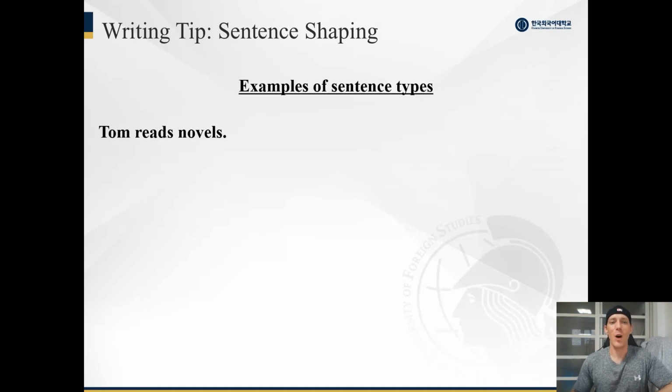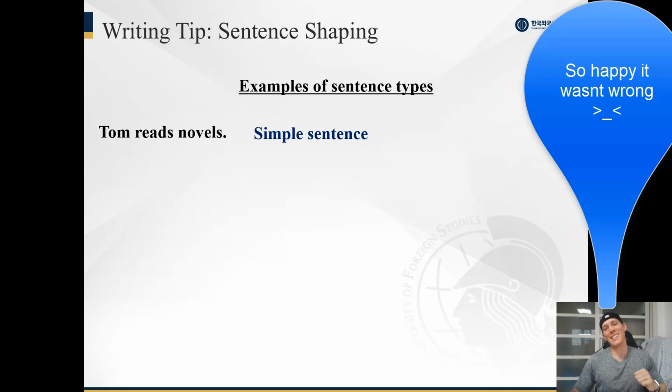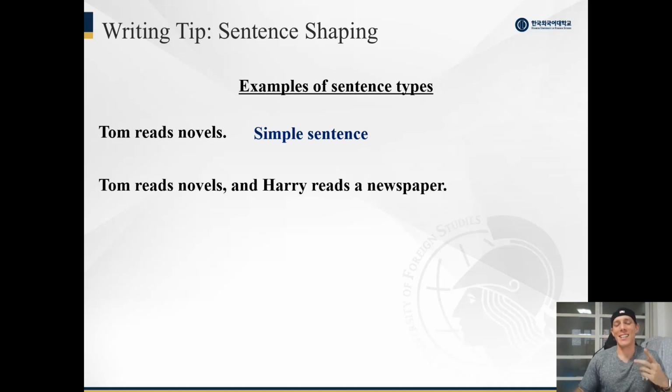number 1, Tom reads novels. So if you look at it, subject Tom, reads novels. So we have the verb and we have the object. That is a simple sentence. That's right, it's a simple sentence. The next one, Tom reads novels and Harry reads a newspaper.